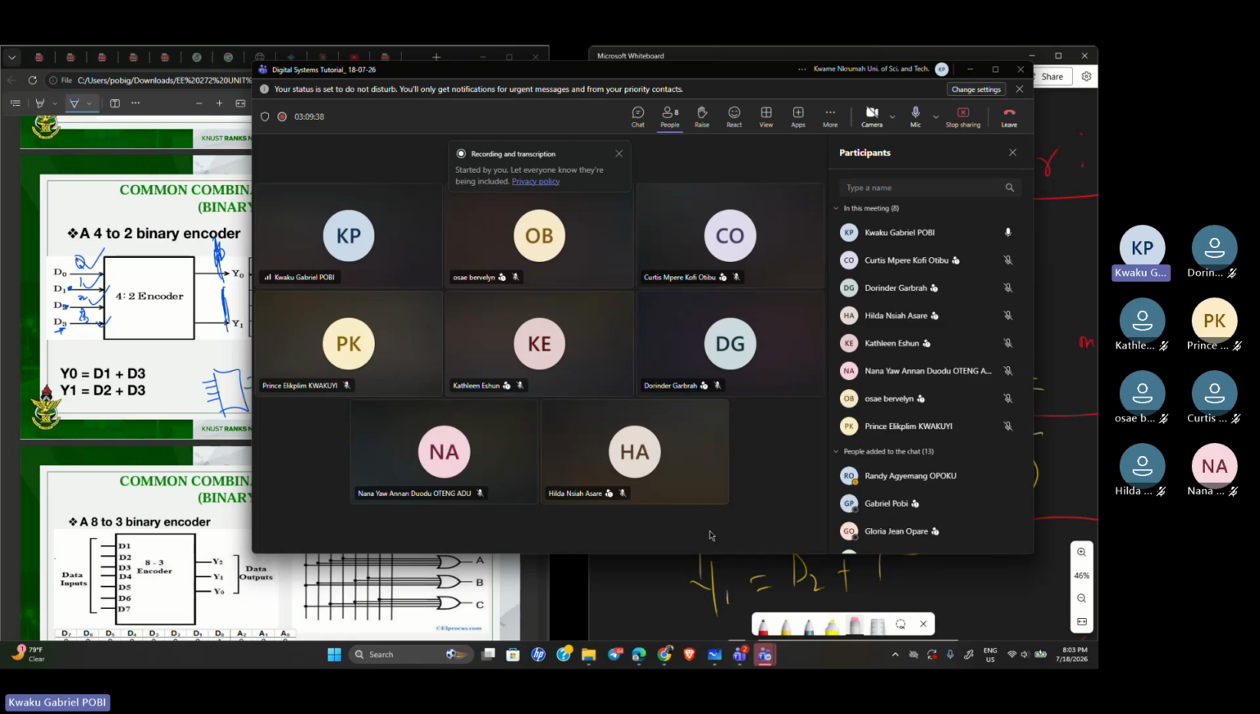And then the decoders are just the opposite of these encoders we've looked at.